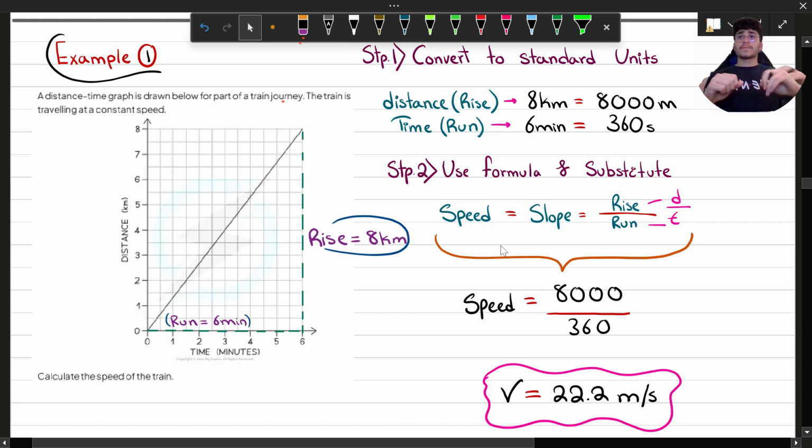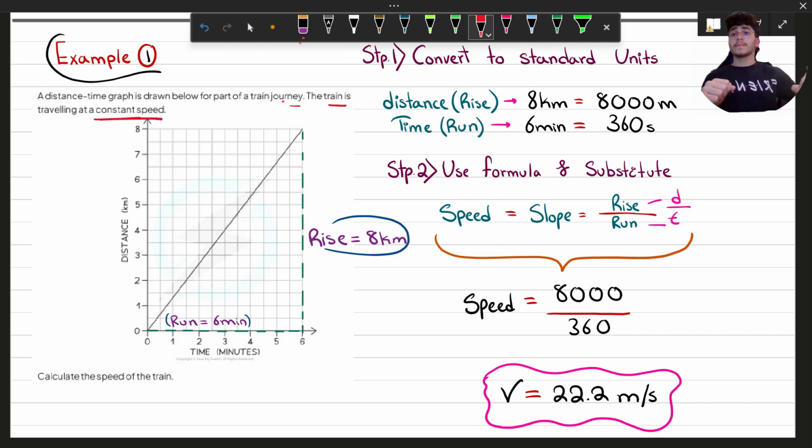So let's take this example. A distance time graph is drawn below for part of a train journey. The train is traveling at a constant speed. Calculate the speed of the train. So we have a distance time graph. In this distance time graph, we know that there's a train and the train is traveling at a constant speed. Constant speed because it's a straight line through the origin.